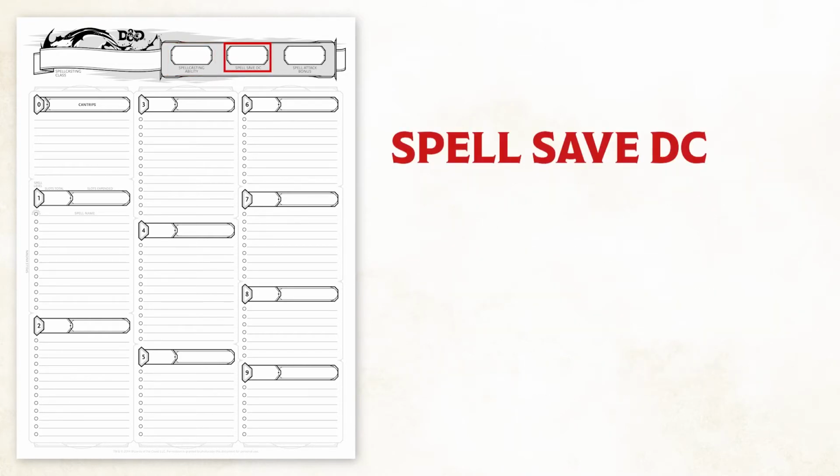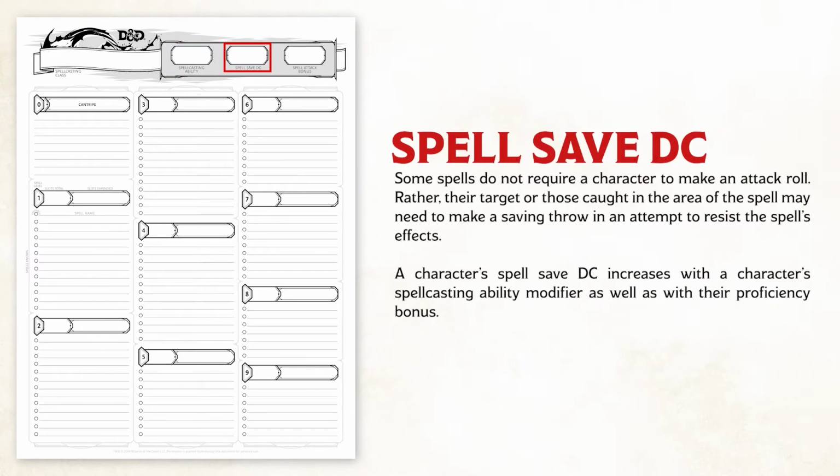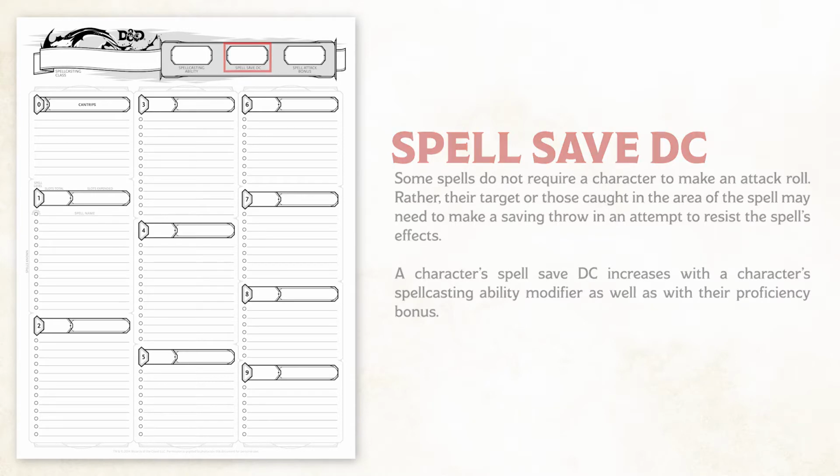Spell save DC. Some spells do not require a character to make an attack roll. Rather, their target, or those caught in the area of the spell, may need to make a saving throw in an attempt to resist the spell's effects. A character's spell save DC increases with a character's spellcasting ability modifier as well.